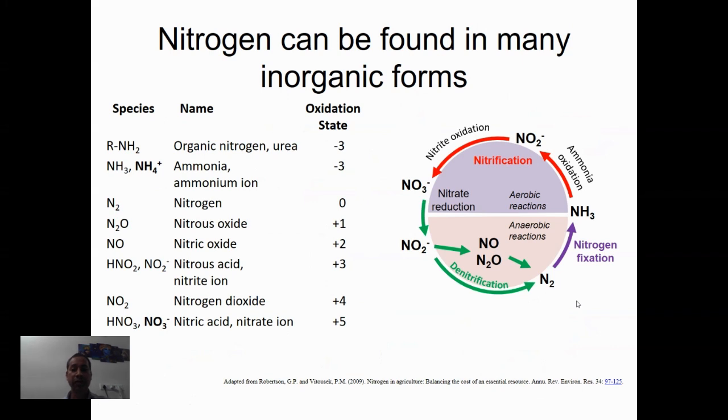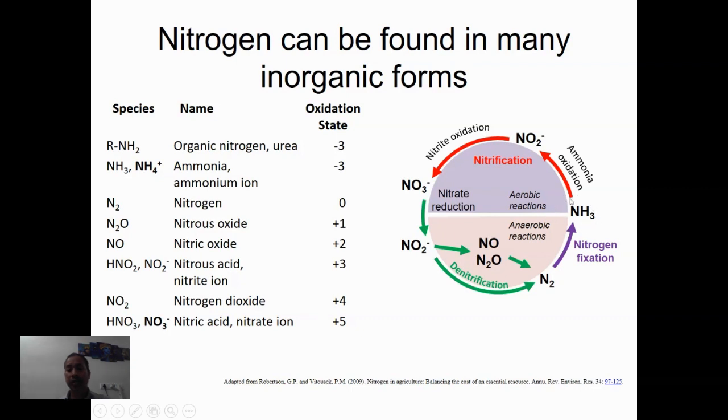Nitrogen can be found in many forms such as organic nitrogen, urea, ammonia, ammonium ion, nitrogen, nitrous oxide, nitric oxide, nitrite ion, nitrogen dioxide, nitric acid, and nitrate ion. The nitrogen compounds are present in various oxidation states ranging from -3 to +5, meaning highly reduced to highly oxidized state.